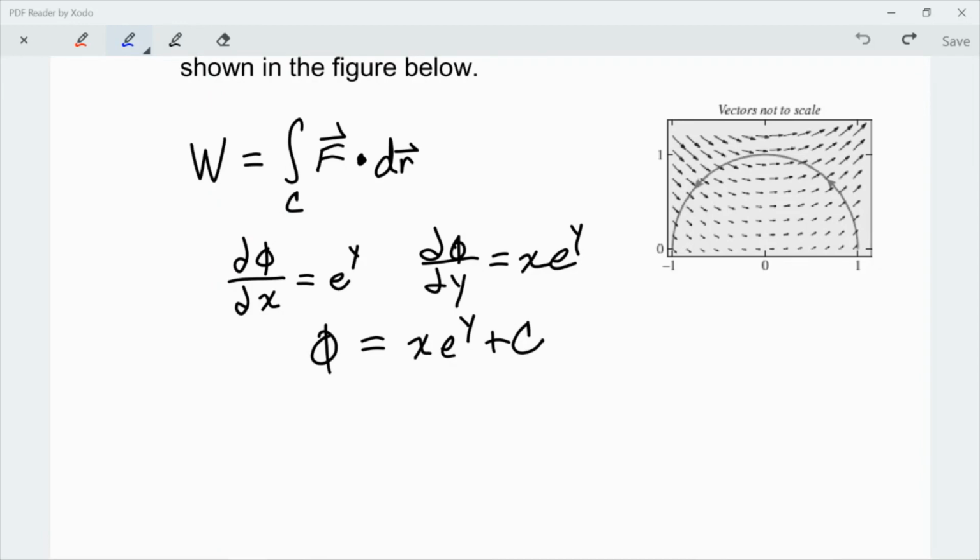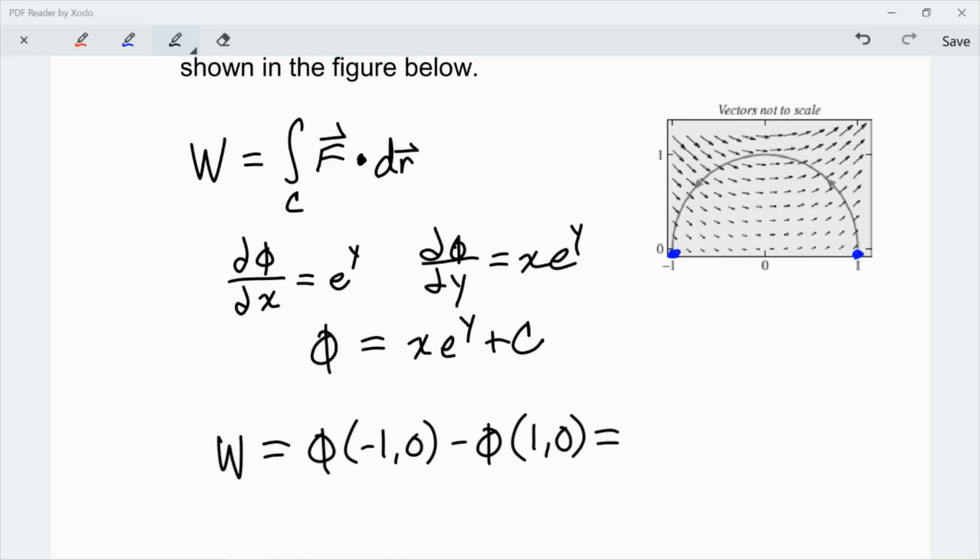Okay, so the last part of this is just a little bit tricky because remember, we started at the point (1, 0) and we ended at the point (-1, 0). When you're thinking about a lower and an upper value in terms of limits of integration, the lower limit is what's happening at the point (1, 0), and the upper limit is what's happening at the point (-1, 0), because that's the finishing point. So when I do my work calculation, I'm going to use this phi function, evaluated at (-1, 0), the finishing point, minus phi at the original point (1, 0). When I plug that in, I get -1 e^0 minus 1 e^0, and I end up with -2.